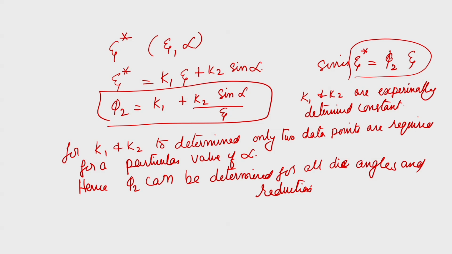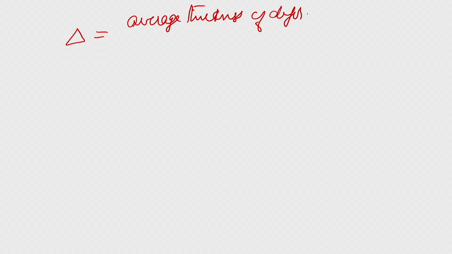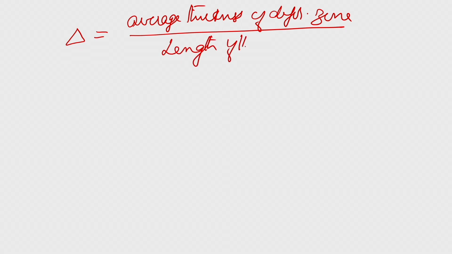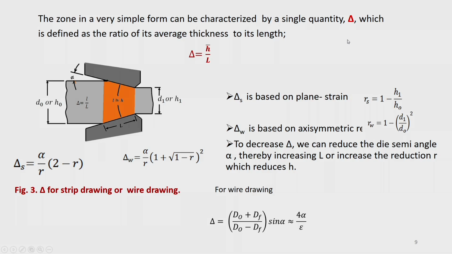Now, coming to this delta. As we have discussed earlier, delta is nothing but the ratio of the average thickness of the deformation zone to the length of the deformation zone. Okay. Now, see, this is the thing.